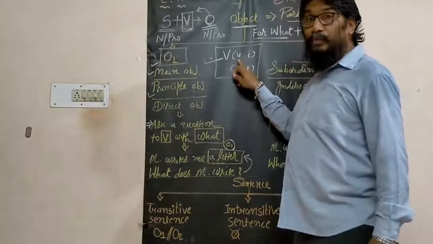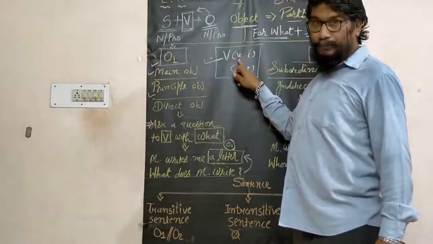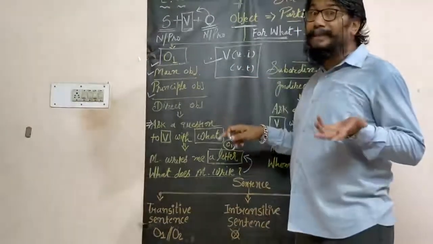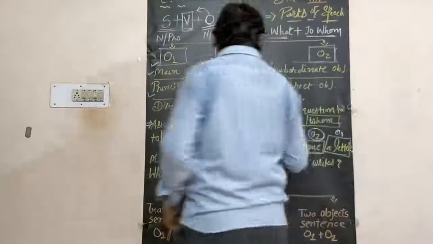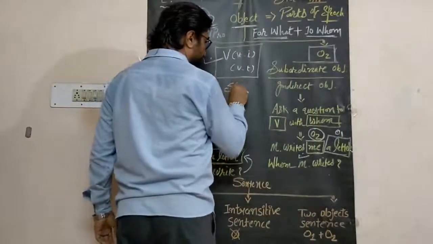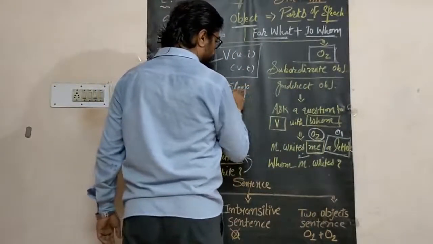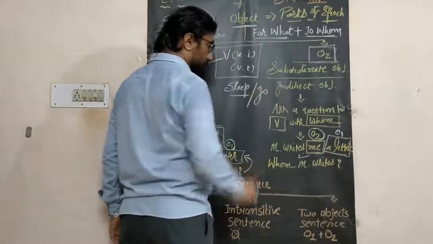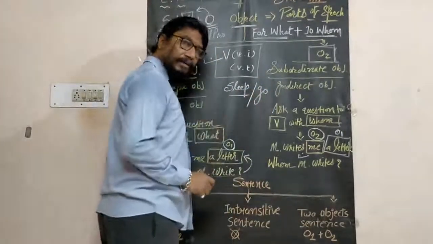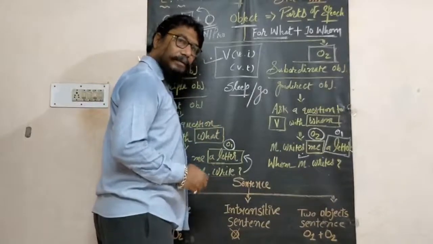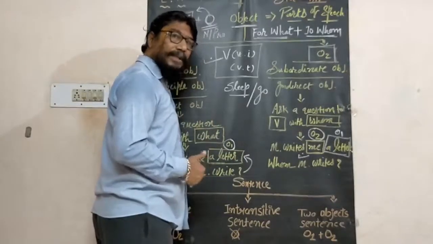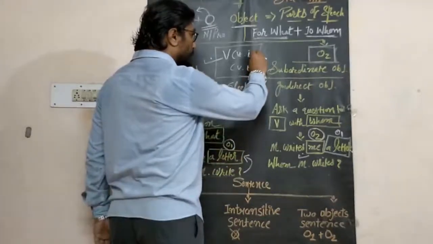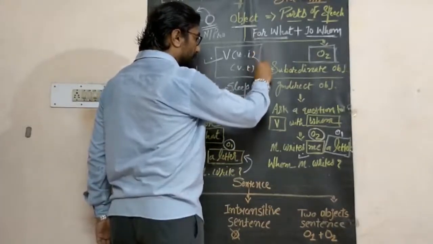VI is equal to verb intransitive. VT is equal to verb transitive. Suppose I write here sleep. I will write here go. Ask a question: what sleep? You will not get an answer. Whom sleep? You will not get the answer. It means sleep is equal to verb intransitive.